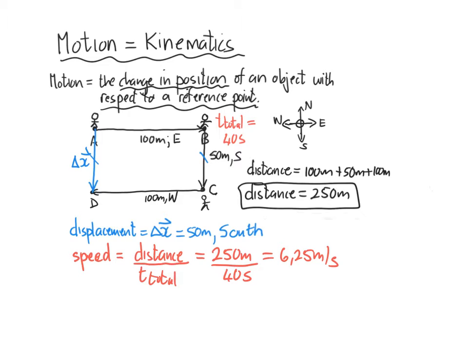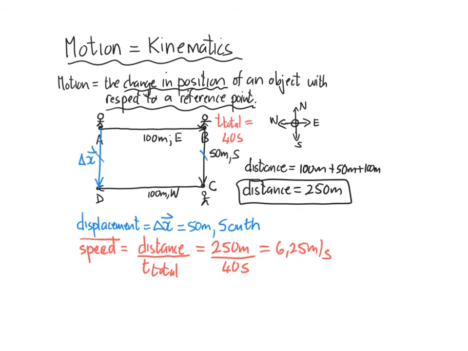This is the average speed, so we put a line or a bar on top of the quantity, because in walking from A to B to C to D, it's highly unlikely that the person would be walking at the same speed all the time. He would start maybe at rest, then speed up, then slow down, then change direction, speed up, slow down, change direction, speed up, and then slow down and come to a standstill. So this is the average speed, which is if he were to walk at that speed for 40 seconds, he would cover the same distance as the person walking the way that they did.